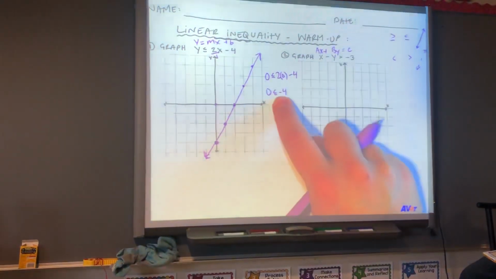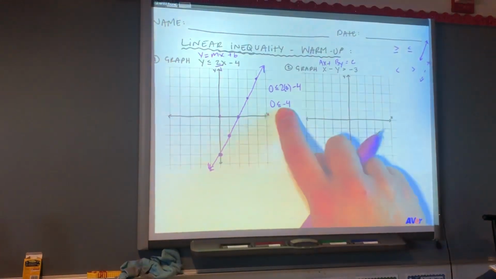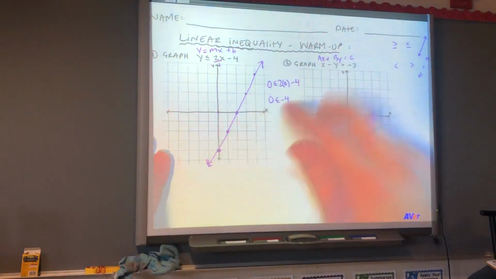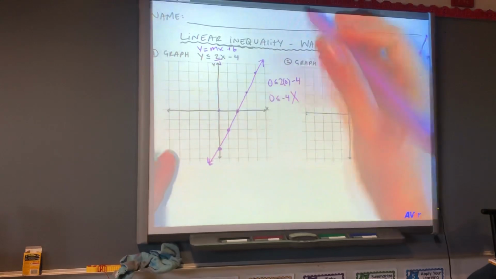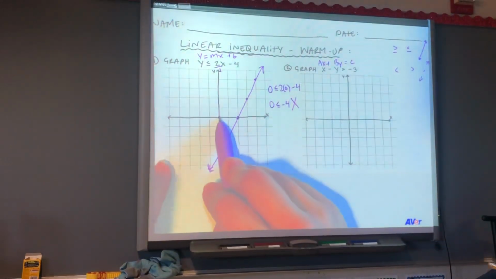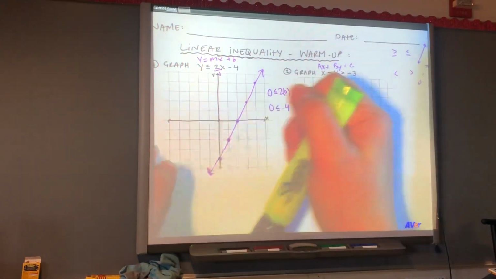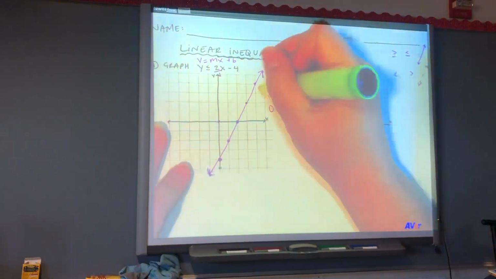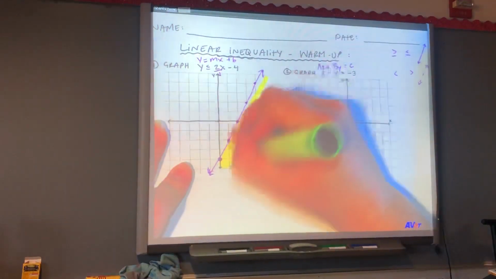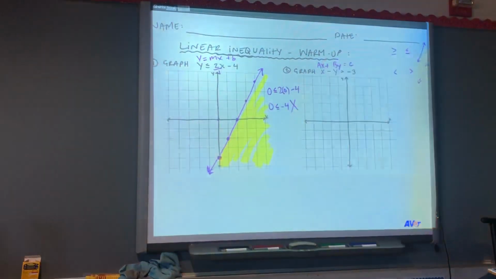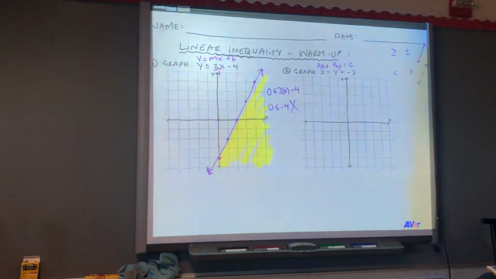0 is less than -4. Is that true? No, 0 is not less than negative 4. That is not right, which means that the origin does not fall in my answer set, which means that my solution set is this side of the graph. And that is my answer.